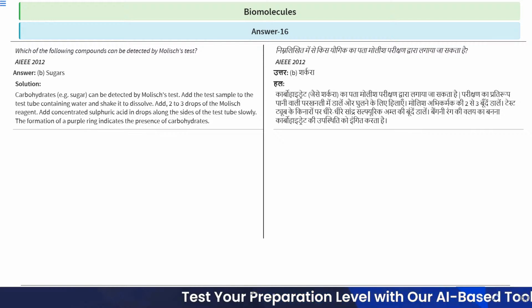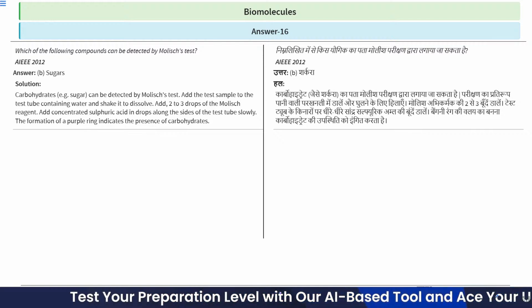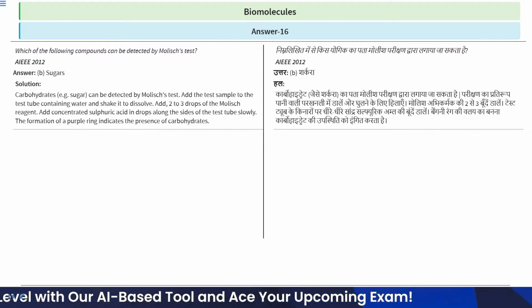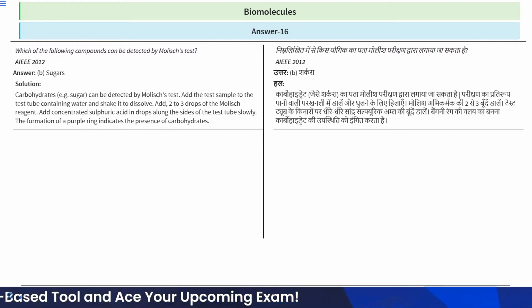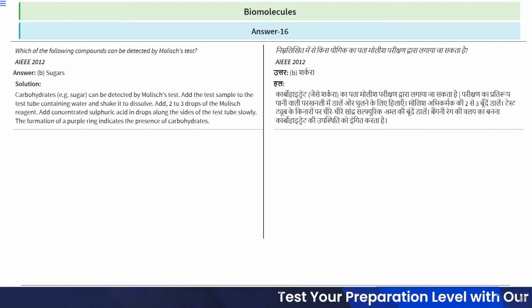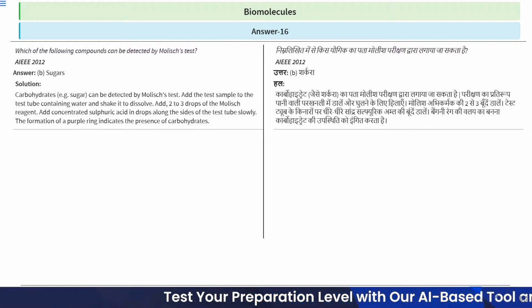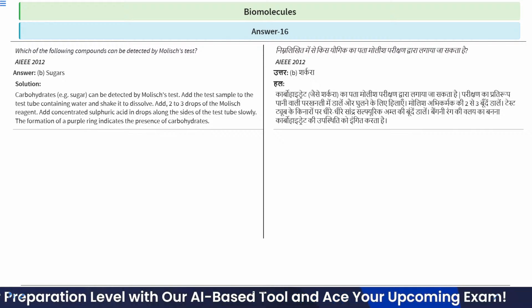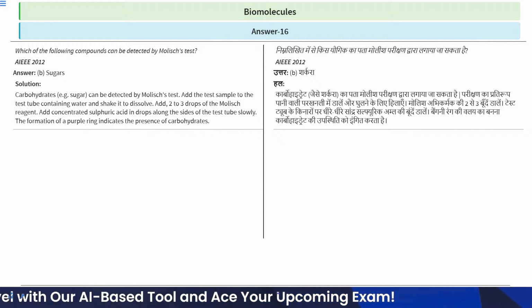The formation of a purple ring indicates the presence of carbohydrates. If a purple ring is formed in that particular test tube, we can say that yes, carbohydrate is present in our test sample. Okay, so we have asked which compound can be detected by Molisch test. So the correct answer is option B, that is sugars.